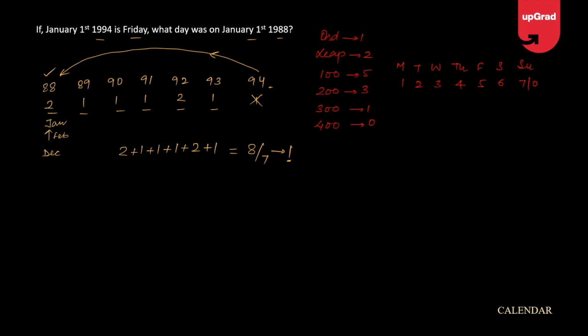So if 1994, 1st January is a Friday, we have to go back by one spot, and therefore 1st January 1988 would have been a Thursday in this question. So this is how easily we can calculate the question. Please understand these are the two major varieties of problems that we get in most of the competitive exams when it comes to calendars.